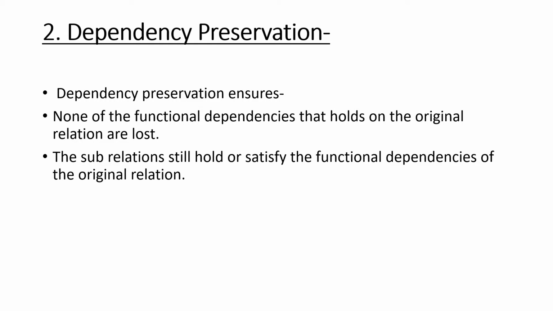This is known as lossless decomposition. Then the second property is dependency preservation. It should ensure that none of the functional dependencies that hold on the original relation are lost. The sub-relations still hold or satisfy the functional dependencies of the original relation. Means functional dependencies should be preserved. This is the meaning of this property.